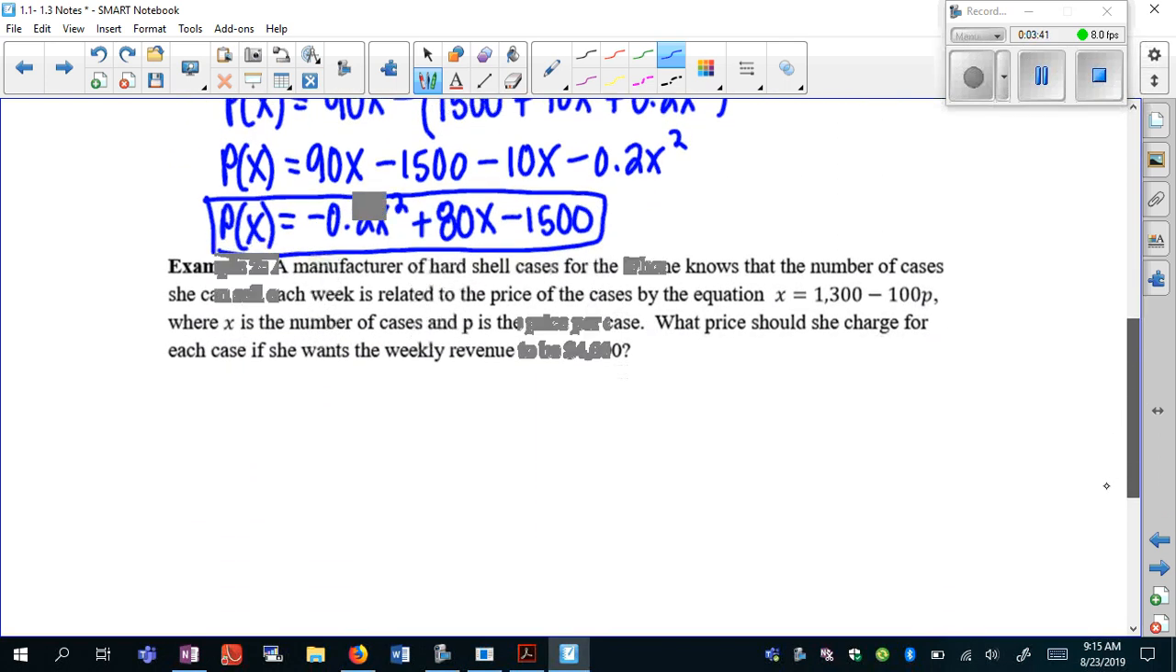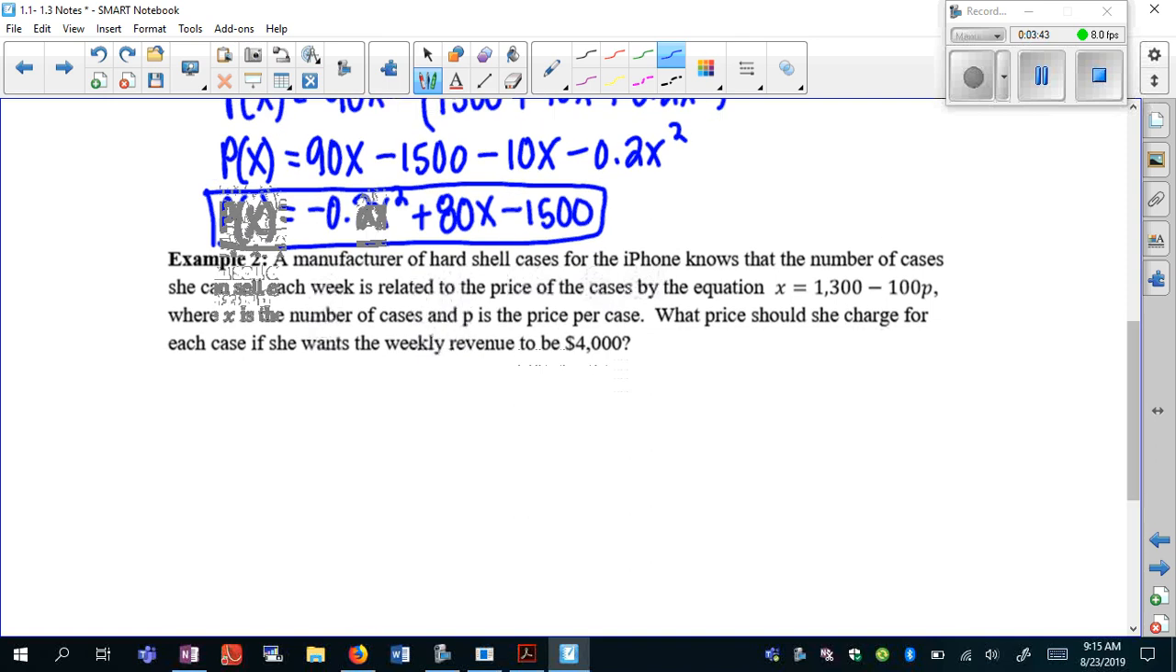The other example I wanted to look at is this one here. It says a manufacturer of hard shell cases for the iPhone knows the number of cases she can sell each week is related to the price of the cases by the equation x equals 1300 minus 100p, where x is the number of cases and p is the price per case. So we're trying to figure out the price, so we're solving for p. What price should she charge for each case if she wants the weekly revenue to be 4,000?